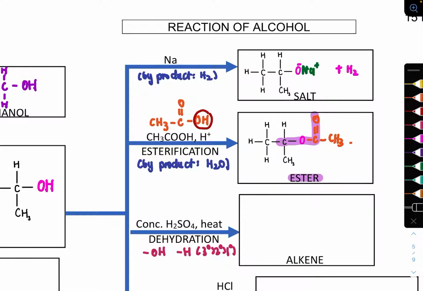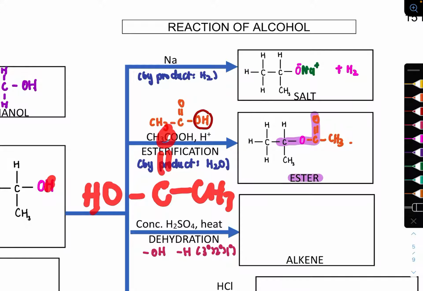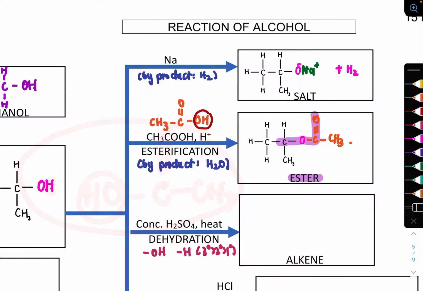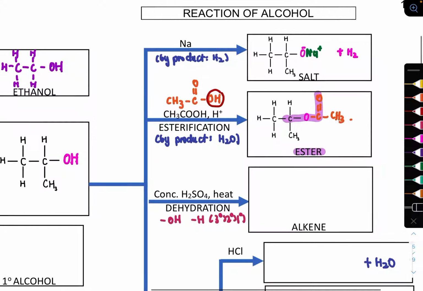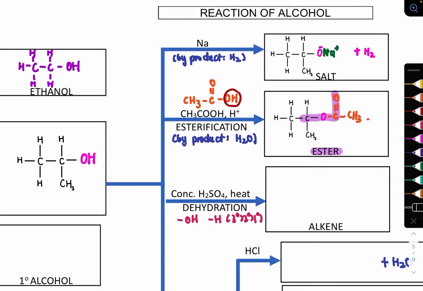If you are unsure, you can write it as C double bond O, CH3OH. You will see that we remove hydrogen and remove our OH, and we just combine them to form our ester. Next, we will look at the dehydration of alcohol. When we remove water from alcohol, first thing is we remove our OH. In this case, the OH we remove is this one.